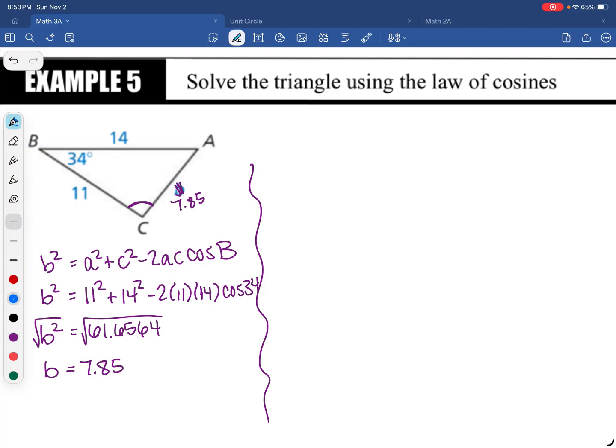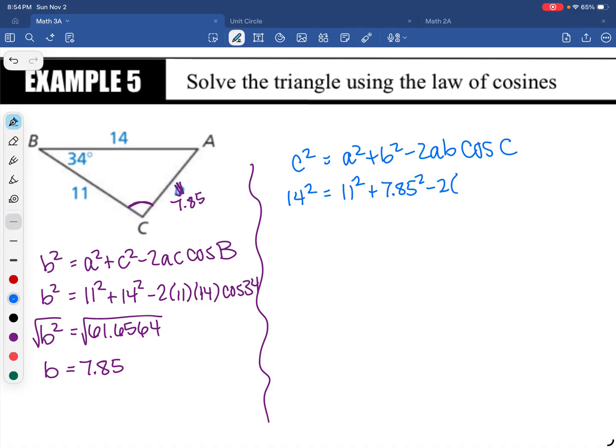Okay, so finding angle C means we need C squared equals A squared plus B squared minus 2AB cosine C. Now that we have the 7.85, that is our B. So our C is 14 squared. Our A is 11 squared. Our B is 7.85 squared minus 2 times 11 times 7.85. And then cosine C.